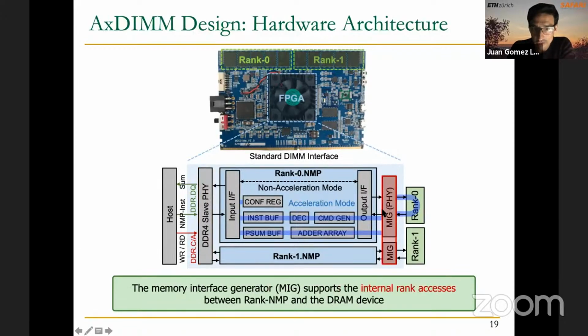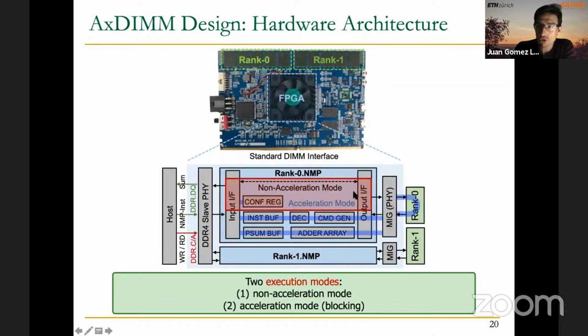We can also identify here two interfaces, one for each of the NMP units to access the corresponding rank. We can call them memory interface generator, but this is essentially the interface that handles the accesses to DRAM, to rank 0 or rank 1 from the NMP units.